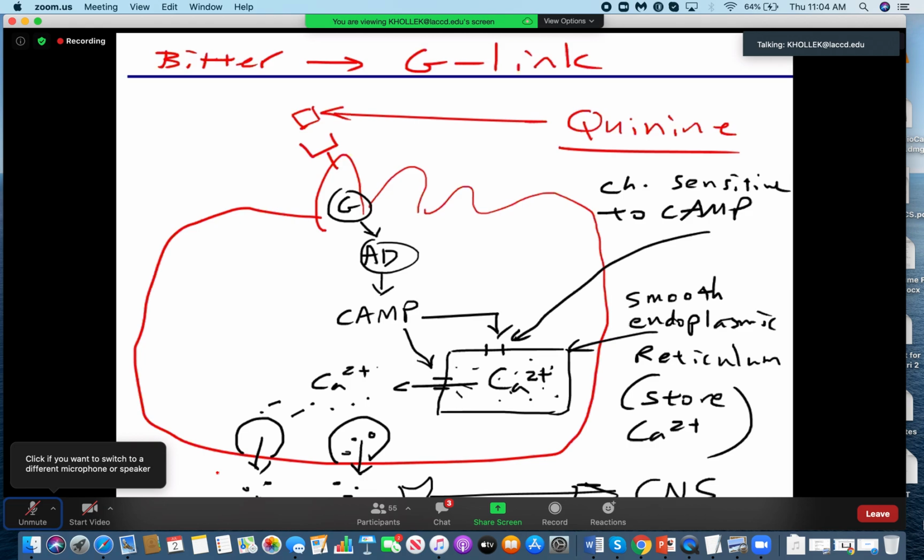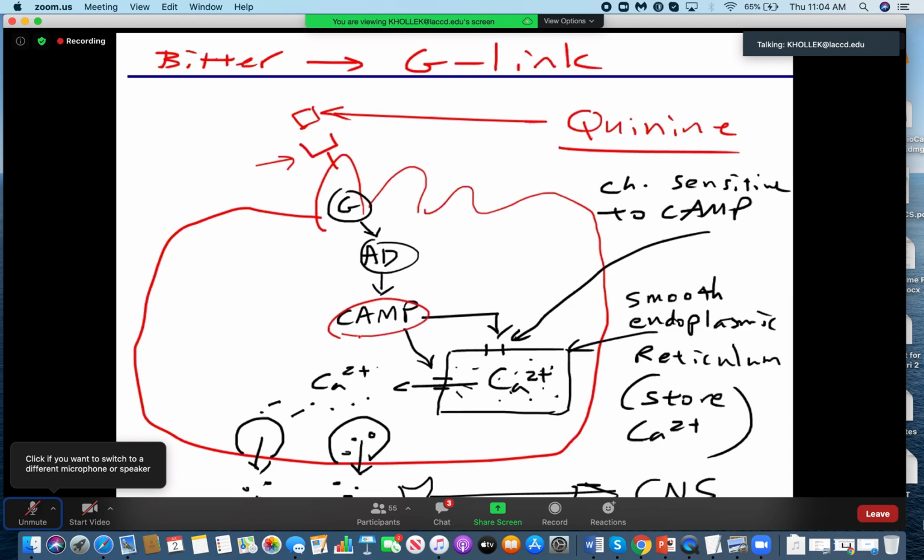Certain beers, for example, and whatnot. But anyways, as the molecules dissolve in the saliva, they bind to their specific receptor. Again, this is the same idea: G protein, adenylate cyclase, cyclic AMP. And finally, this cyclic AMP can do different things.